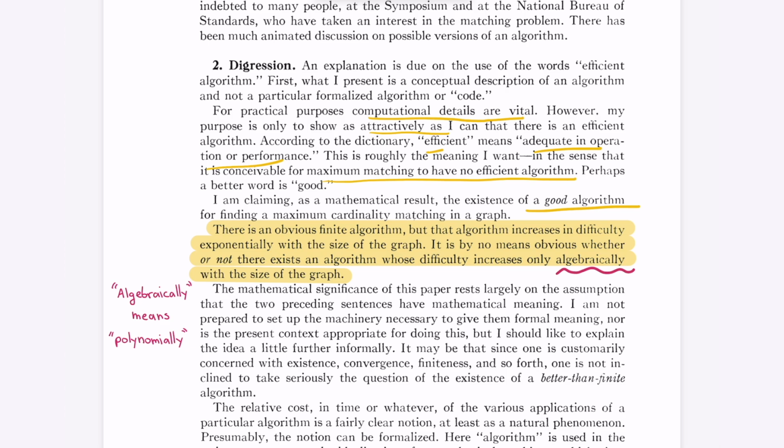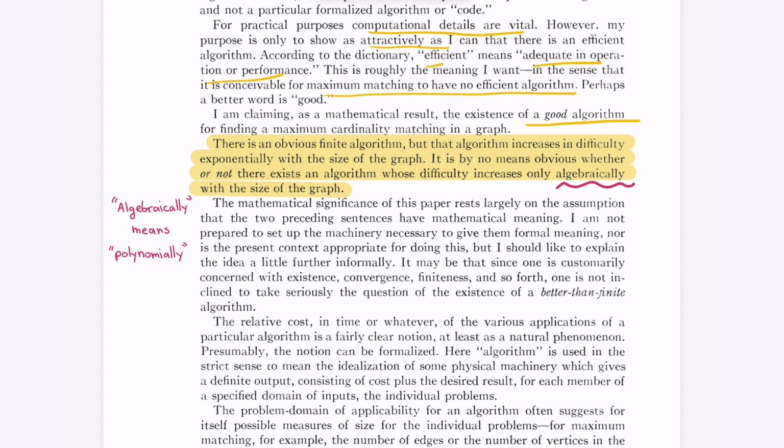There's an obvious finite algorithm, right? You can brute force things, but that algorithm increases in difficulty exponentially with the size of the graph. You can try everything, but it's exponentially slow. It is by no means obvious whether or not there exists an algorithm whose difficulty increases only algebraically with the size of the graph. Here, algebraic means polynomial. Okay, so it's really important to make this distinction. It's important to get a polynomial time algorithm. See, take seriously the question of the existence of a better than finite algorithm.